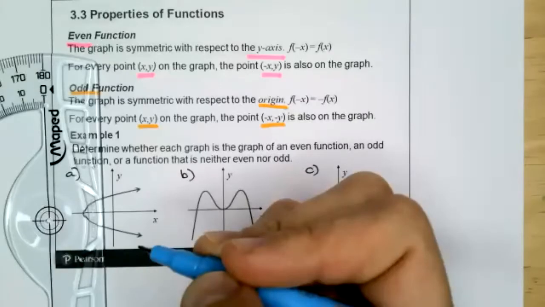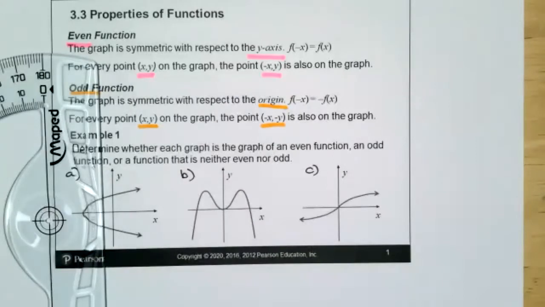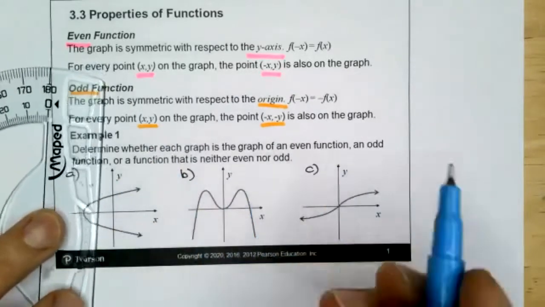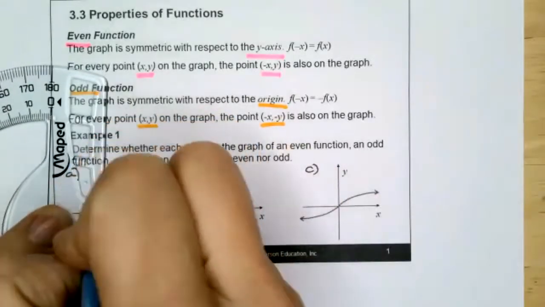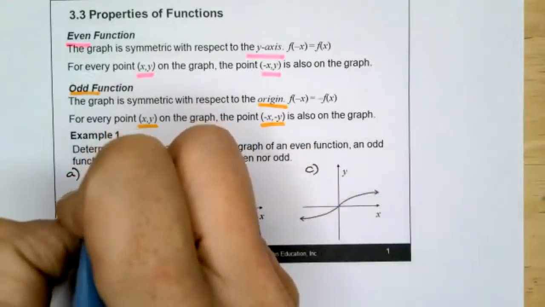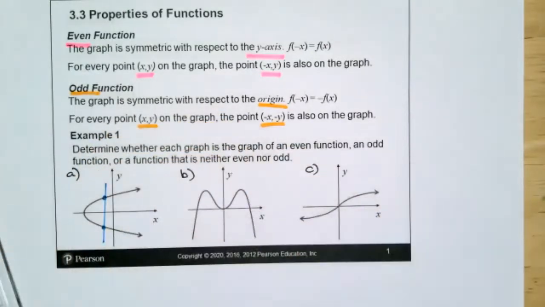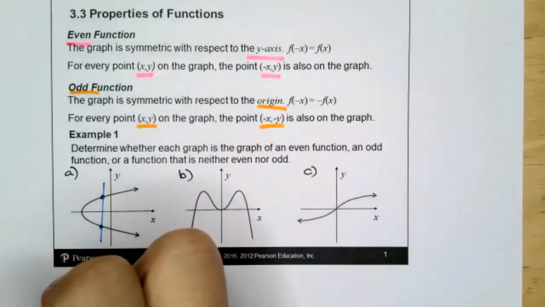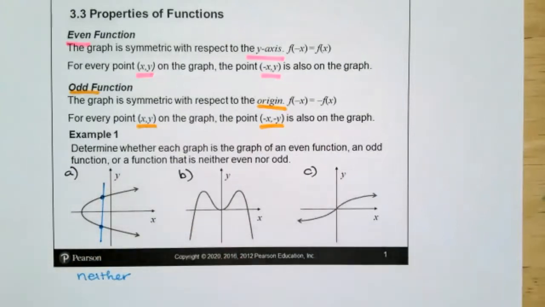So remember, you're talking about a function, and so what is the rule of a function? It has to pass the vertical line test. Letter A does not even pass the vertical line test, so we would say that this is neither even nor odd because it's not even a function. All right.